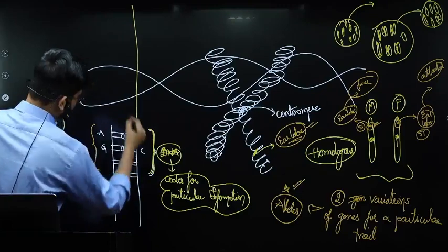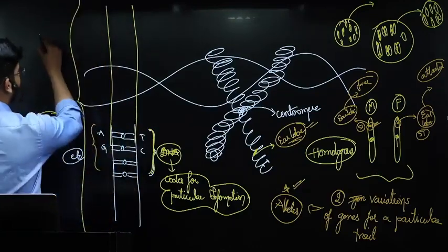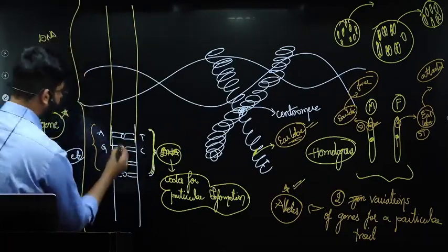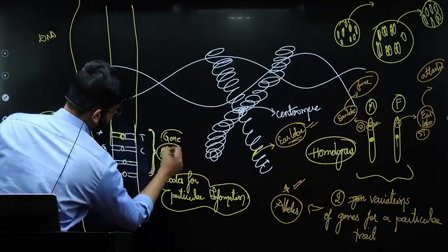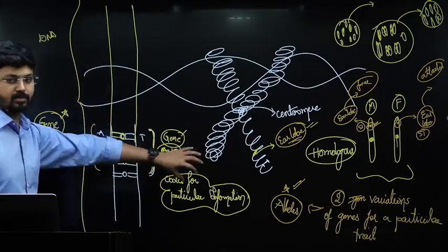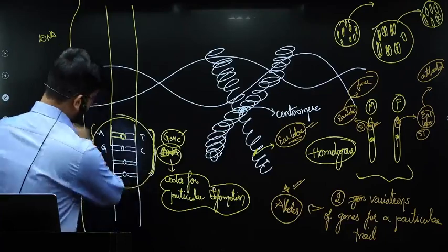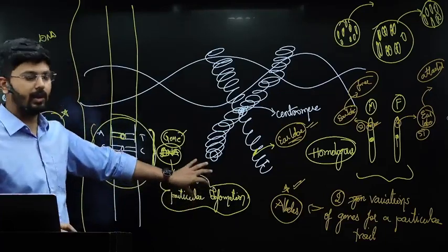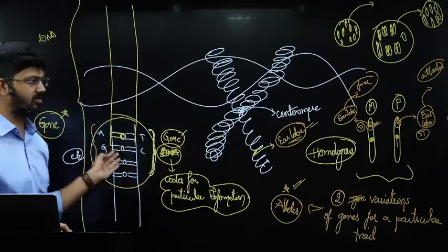DNA includes this entire length, so this complete thing is DNA, and within DNA some portion codes for particular information, that is a gene. I have written this explanation. Some portion which is coding for a particular information is known as a gene, and you have variations with respect to information from mother and father, that is known as alleles.